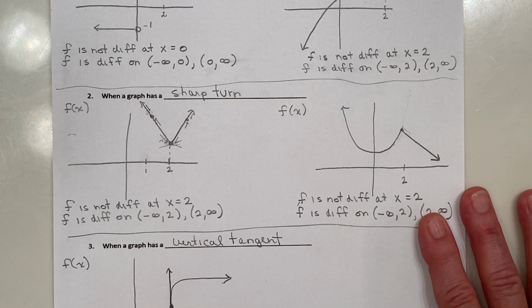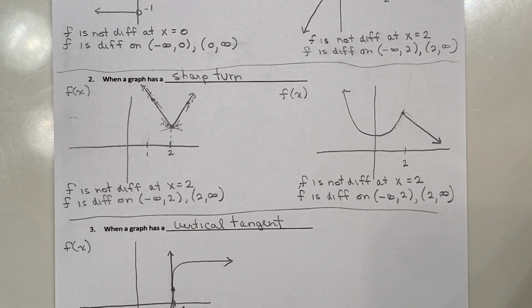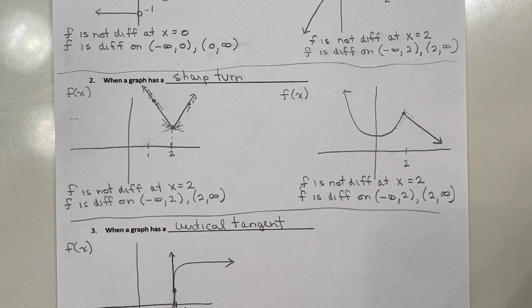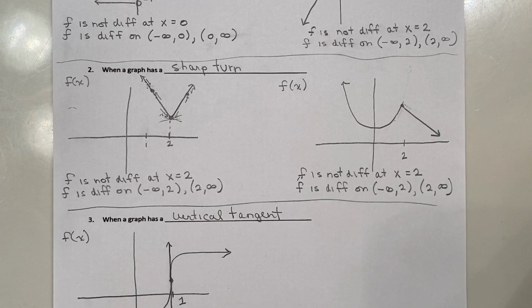I'll just call that x equals 1, just to mix it up. So, vertical tangent line. We really have to look at the graph and see if there's like a spike in the graph, and it looks like it's almost going straight up. So for this example, f is not differentiable at x equals 1. But everywhere else, f is differentiable.